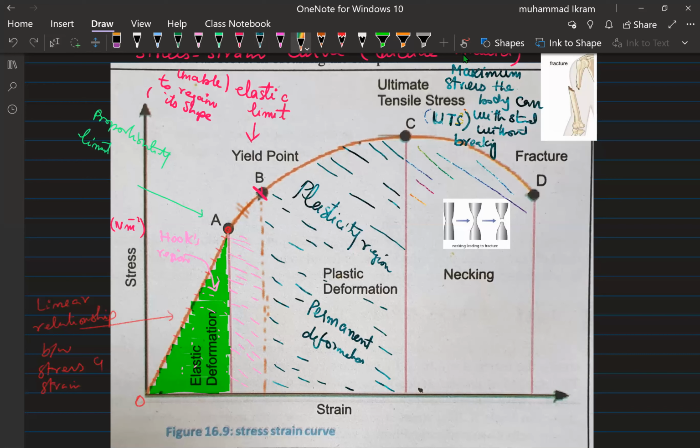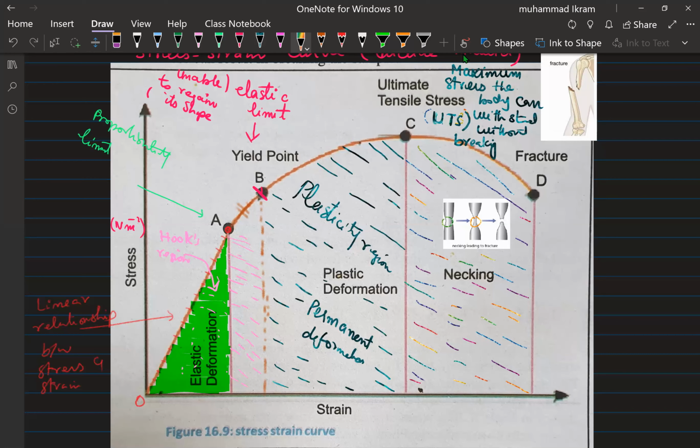You just see, the body develops a neck if you increase the stress further until the point D, which we call the fracture or the breaking point. So this is the necking region. And the necking region is usually for ductile material. When the material is brittle, it will break without developing a neck.